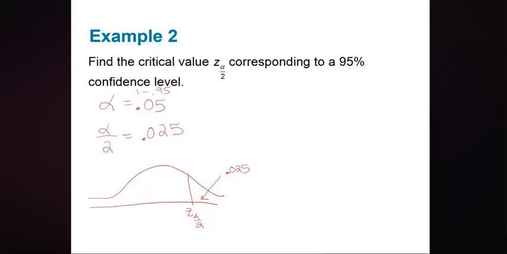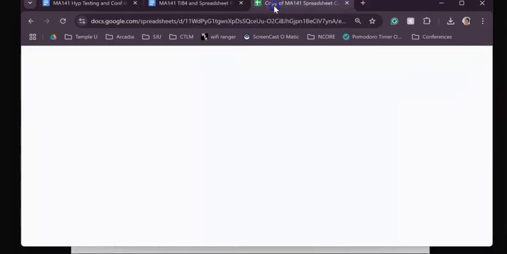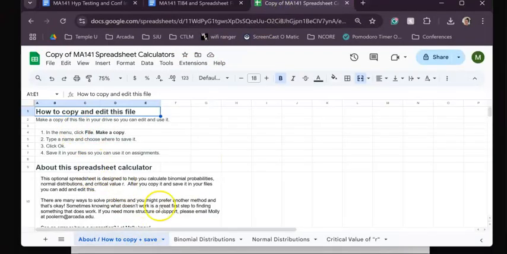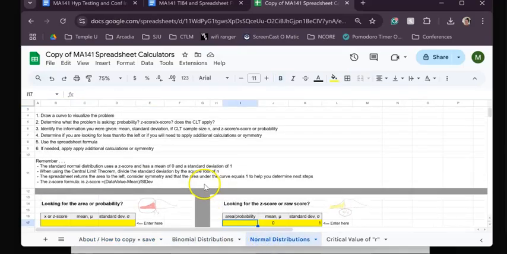So we know that all of this over here is 1 minus 0.025. And we can actually use our spreadsheet calculator to determine that value. So I'm going to go ahead and open it up. Put this over here. Hopefully you've already made your copy. It's not a binomial distribution. We're talking about the normal distribution, right?